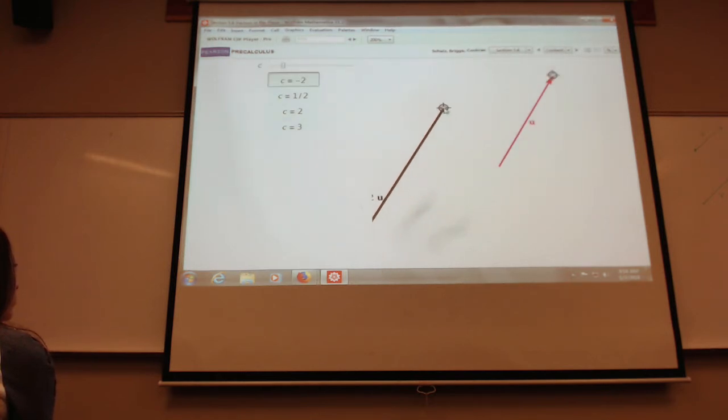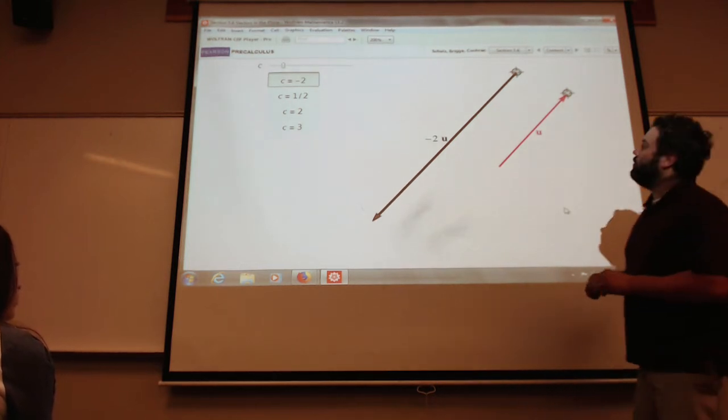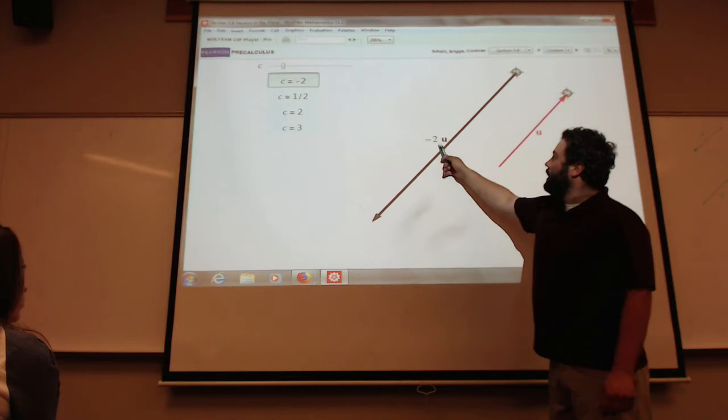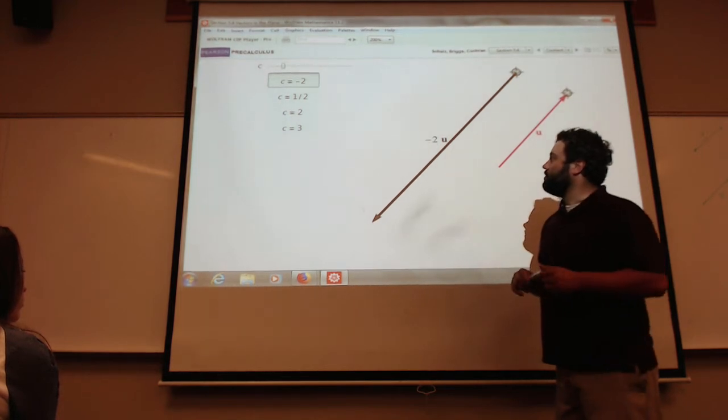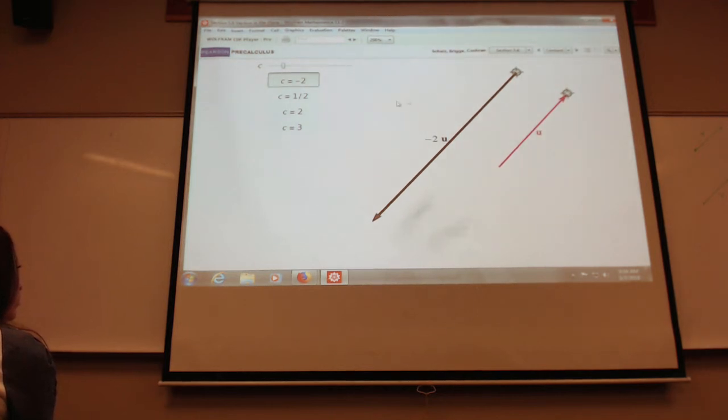hold on, I've got to move this in the picture. There we go. Okay, so if I take the vector u and multiply it by -2, the negative sign is going to change the direction, and the 2 is just going to make the resulting vector twice as long. I don't think I can fit 3 on here, but I can look at the vector twice as long in the opposite direction by multiplying by -2.